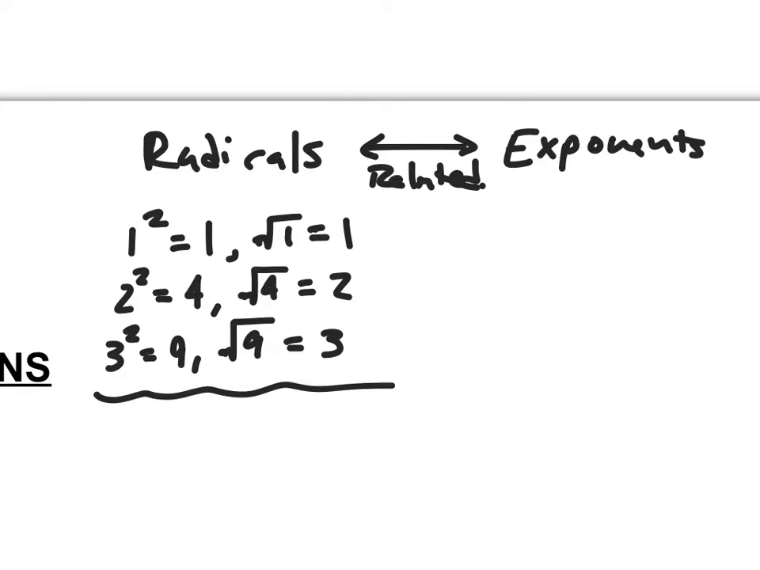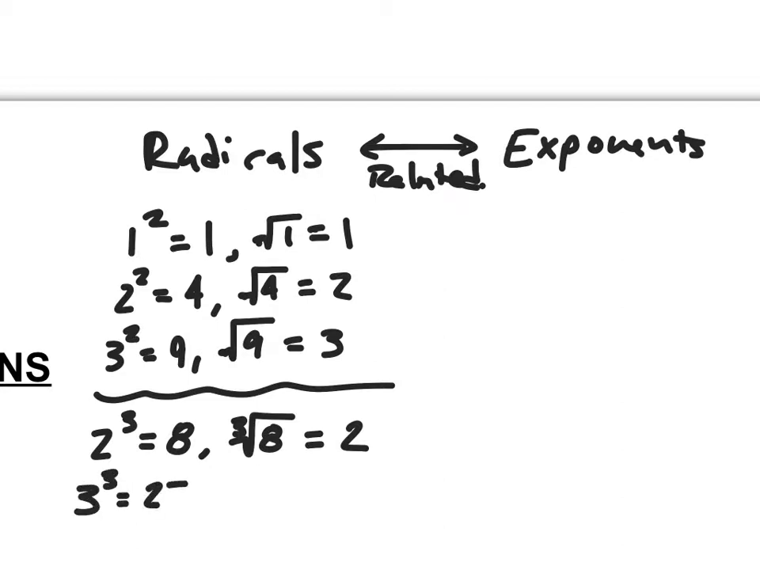Now, we can think of something else. Let's say we take 2 cubed. That's going to give me 8. So if I take the cube root of 8, it's going to give me 2. Get back to where you started. If I take 3 cubed, that's going to give me 27. 3 times 3 times 3 is 27. If I take the cube root of 27, that's going to give me 3.